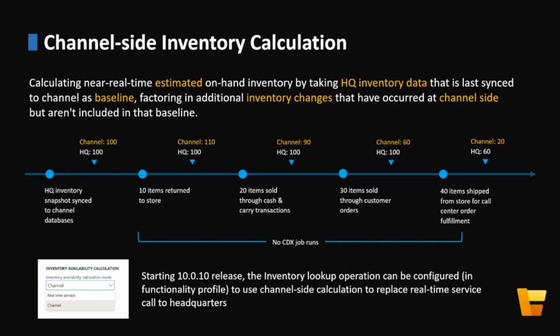So starting 10.10 release, with the introduction of this channel-side inventory calculation mechanism, you can now configure the inventory lookup operation to use the channel-side calculation logic behind the scene and turn off that real-time service call, so that the physical available quantity displayed in the inventory lookup operation will be the channel-side estimated quantity. And you can get both the data accuracy and the performance benefits from that.